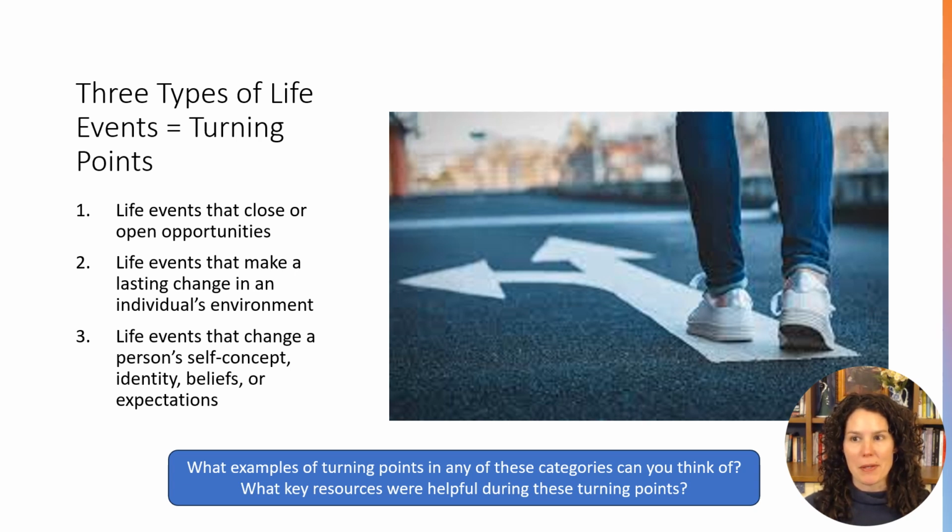So for example, I can think of when I got my very first part-time teaching job, but how that led to more full-time options, created more opportunities for me. Life events that make a lasting change in an individual's environment. Meeting my husband was a lasting change to my environment in many ways, but one of the small ones was I followed him to Colorado. So that was a profound kind of change in my trajectory. Or life events that change a person's self-concept, identity, beliefs, or expectations.